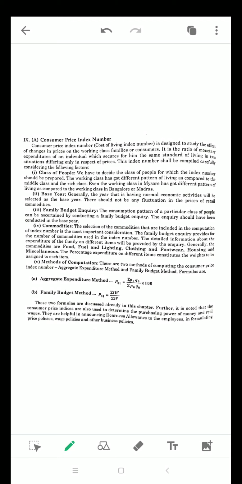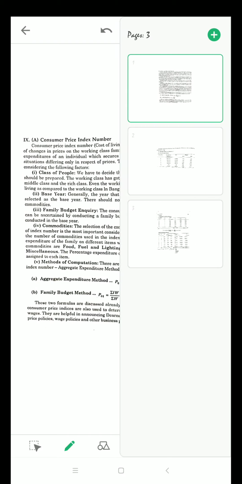You can write the formula. Aggregate expenditure method: P01 equals summation P1 Q0 divided by summation P0 Q0 into 100. Family budget method: P01 equals summation IW divided by summation W. These are almost the same and may give the same result, or we can use the same methodology for solving both the aggregate expenditure method and the family budget method. So we'll solve one problem related to both methods.